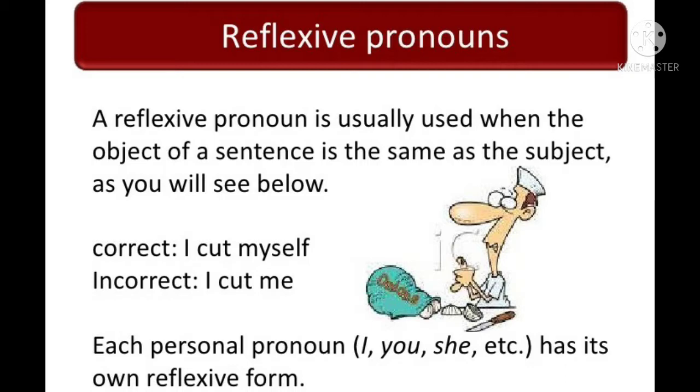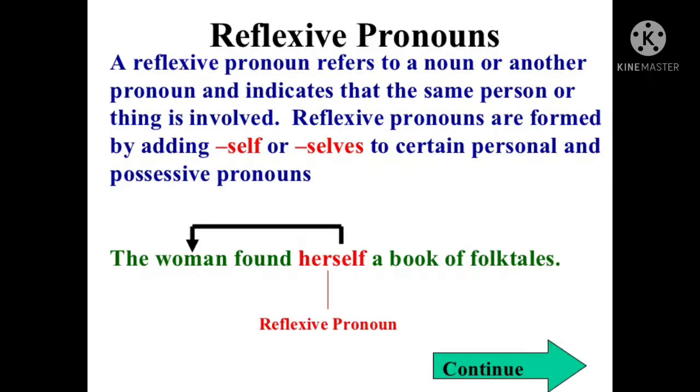Let's say in other words, a reflexive pronoun refers to a noun or another pronoun and indicates that the same person or thing is involved. Remember, reflexive pronouns are formed by adding self, S-E-L-F, or selves. Here, self is the singular form and selves is the plural form, added to certain personal and possessive pronouns. Let's take an example.